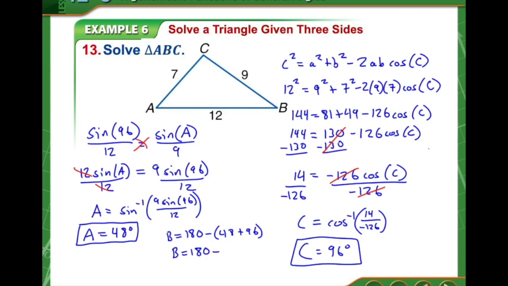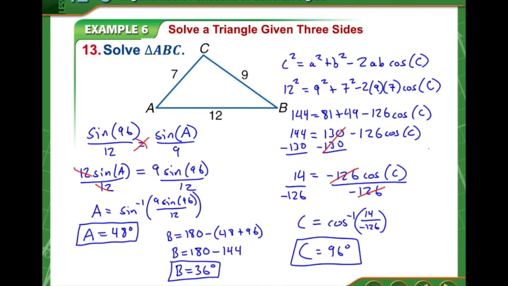So 48 plus 96 is 144. And our B comes out to be about 36 degrees. So now these do add up to be 180, but only because of the way we did this. If we didn't round, we would have had some decimals that would add up to be 180 instead. So it just kind of depends on how you do things. But yeah.